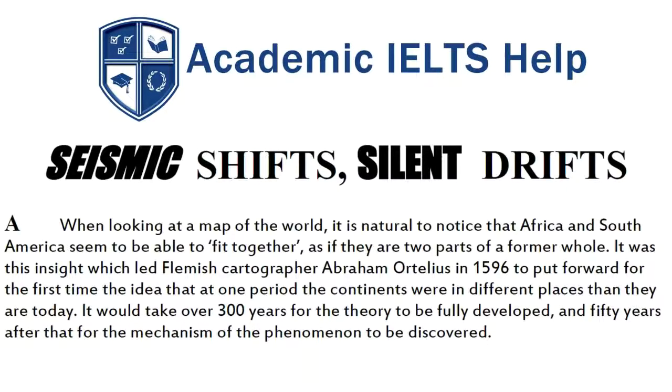Continental drift and plate tectonics. When looking at a map of the world, it is natural to notice that Africa and South America seem to be able to fit together, as if they are two parts of a former whole. It was this insight which led Flemish cartographer Abraham Ortelius in 1596 to put forward for the first time the idea that at one period the continents were in different places than they are today. It would take over 300 years for the theory to be fully developed, and 50 years after that for the mechanism of the phenomena to be discovered.